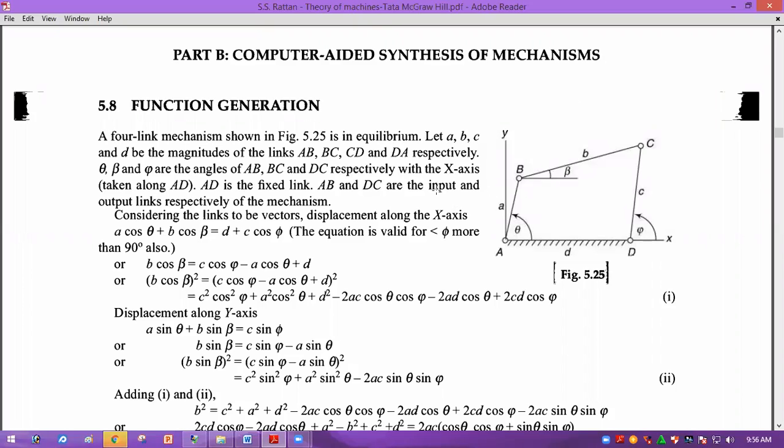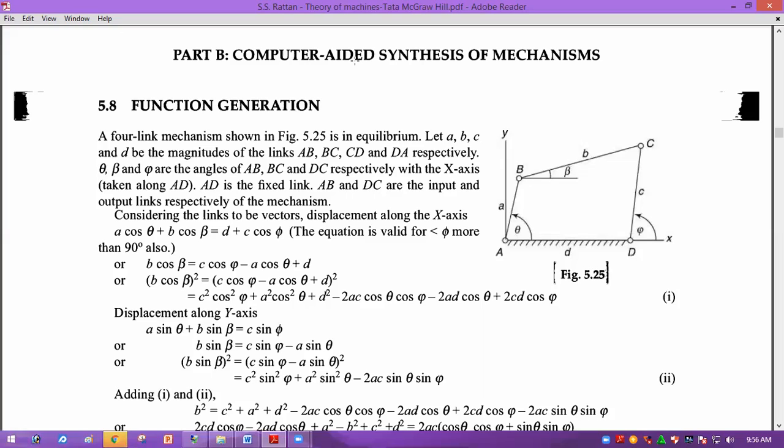So we are discussing in unit 2 the synthesis of mechanism. Till now we have completed the graphical method of synthesis of mechanism. In that we have synthesized two types of mechanism: one is a 4-bar chain mechanism and another one is slider crank mechanism. There are two types of graphical synthesis in function generation: one is the relative pole method and another one is the inversion method.